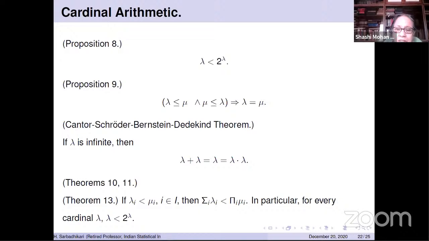This is, of course, Koenig's theorem that I proved. That's all. That if lambda_i is always less than mu_i over a family, then the sum of lambda_i is less than the product of mu_i. And anyway, lambda less than 2 to the power lambda we've already done, so I don't know that it comes in here all that much.